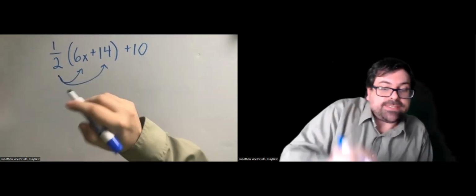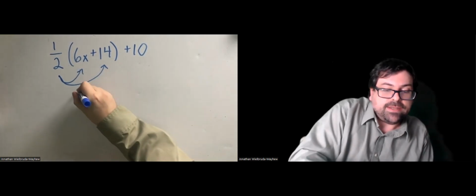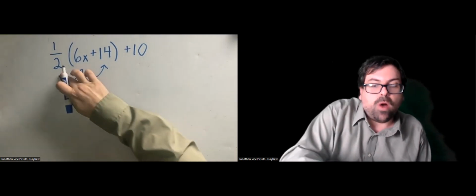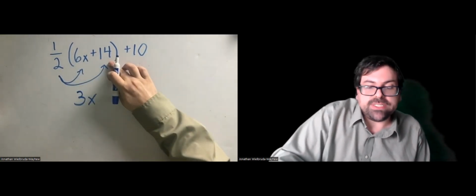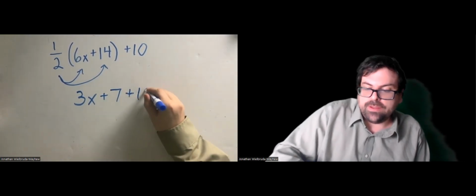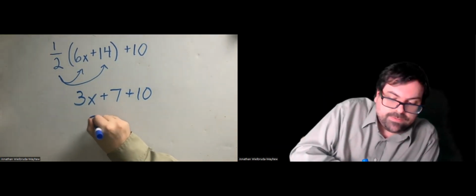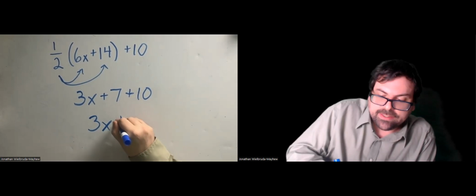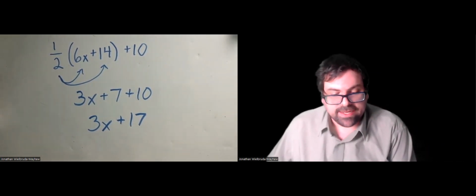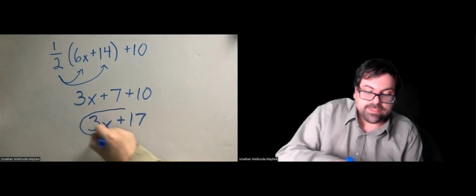1/2 times 6 is 3, so 1/2 times 6x is 3x. 1/2 times +14 is +7. Don't forget we have this plus 10. So 3x plus 17. We can add the 7 plus 10, but we can't add that to the 3x and get something different.